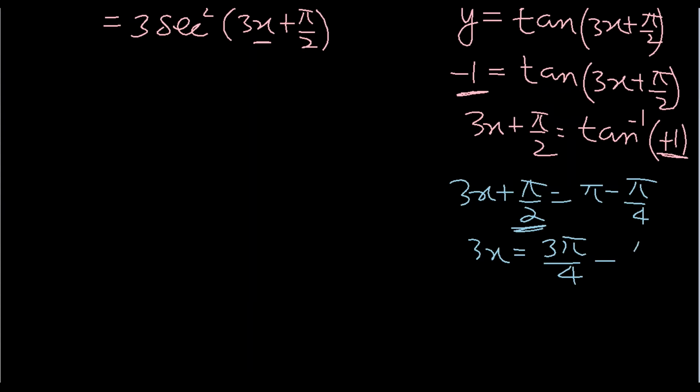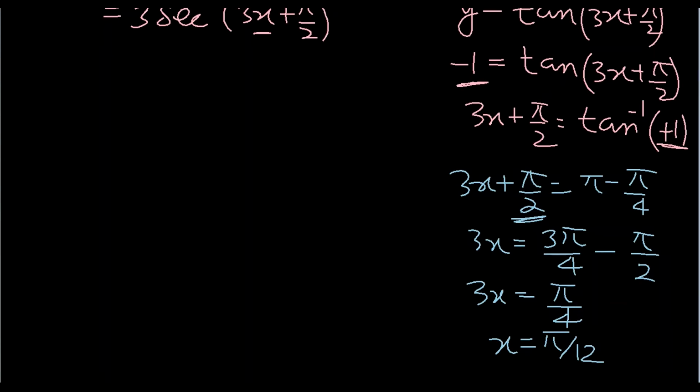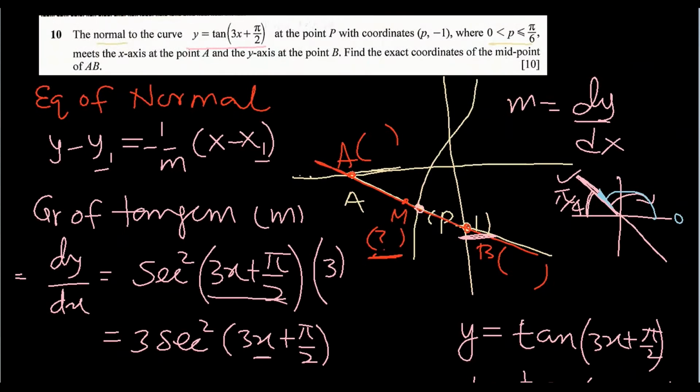minus this pi by 2, which also goes to the other side. So 3x equal to pi by 4. You can use your calculator. So 3 pi by 4 minus pi by 2 will be pi by 4. That means x is pi by 12. Is this between 0 and pi by 6? Of course it is. It is half of pi by 6. So the x coordinate of P is pi by 12 and y is minus 1. These are the coordinates of P.